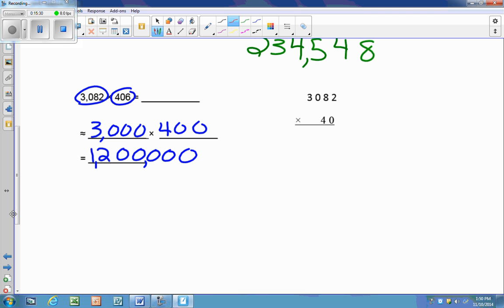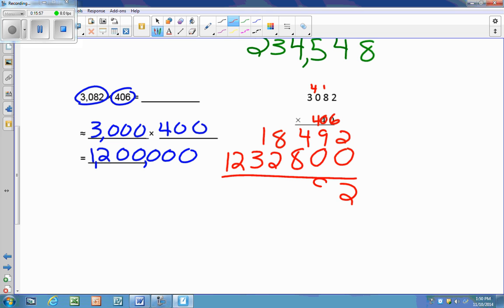Next, this should say 3,802 times 406. There's a typo in there. So I'm going to solve that. We said before we don't need to do that 0, so we can start in the 4. So we're going to put 2 zeros in. These two answers are close to each other, so they are reasonable.